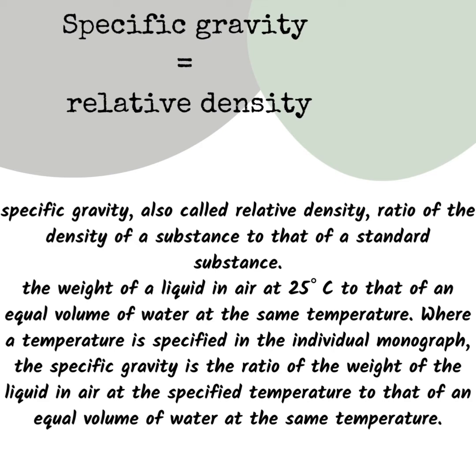Specific gravity. Specific gravity, also called relative density, is the ratio of the density of a substance to that of a standard substance. It is the weight of liquid in air at 25 Celsius to that of an equal volume of water at the same temperature. Where a temperature is specified in the individual monograph, the specific gravity is the ratio of the weight of the liquid in air at the specified temperature to that of an equal volume of water at the same temperature.